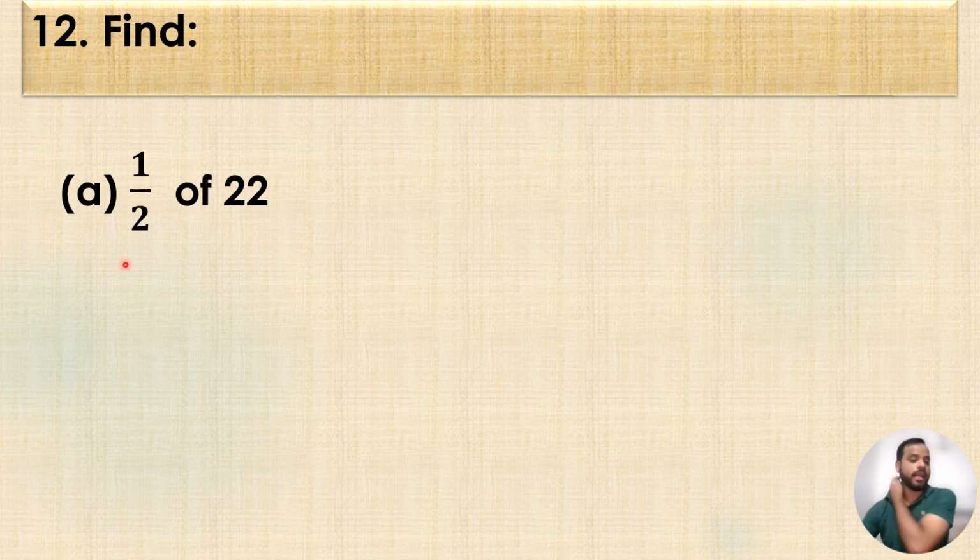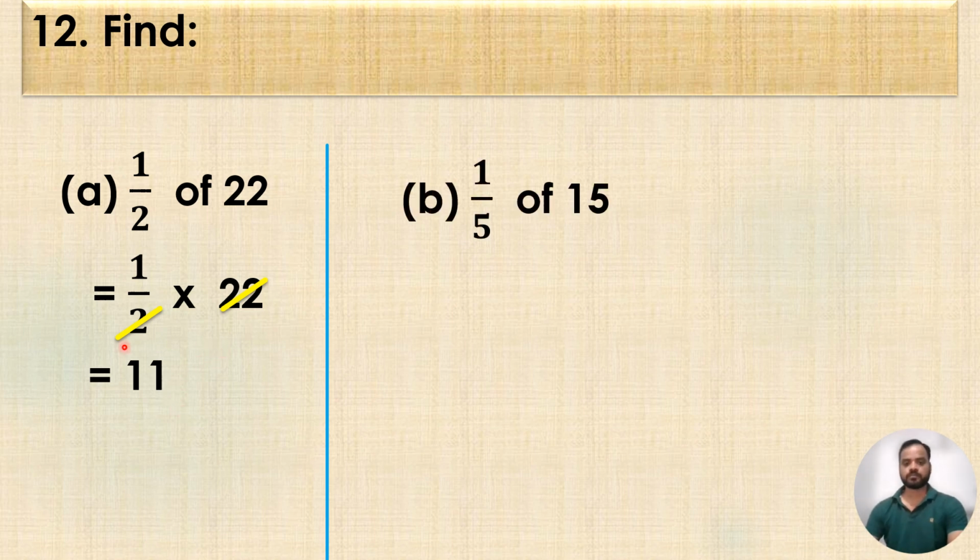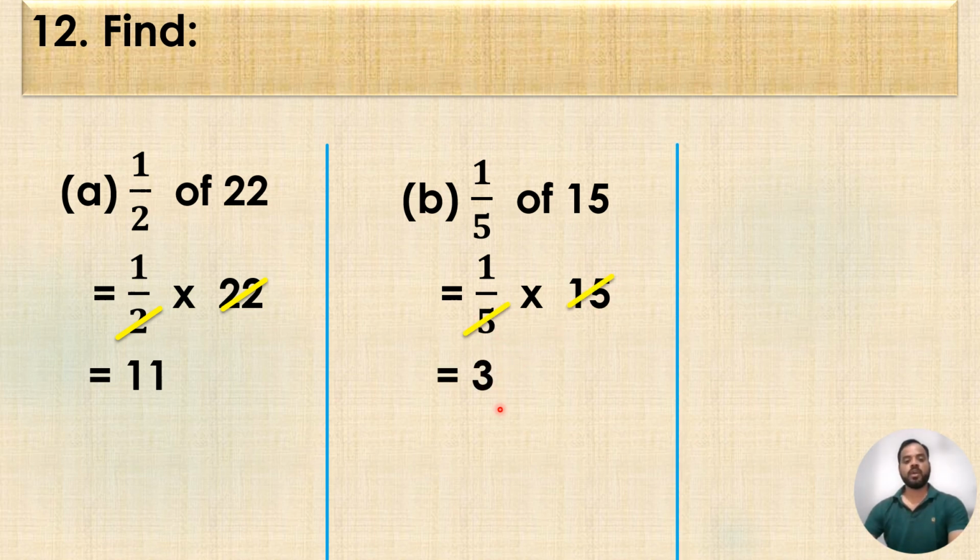Next we have to calculate 1 by 2 of 22. Of means multiplication, so we write 1 by 2 into 22. 2 1s are 2, 2 11s are 22. So we get the answer as 11. Now the second part: we have to calculate 1 by 5 of 15. Of means multiplication, so 1 by 5 into 15. Now we will cut 15 by 5. 5 1s are 5, 5 3s are 15. So 3 into 1 is equal to 3.